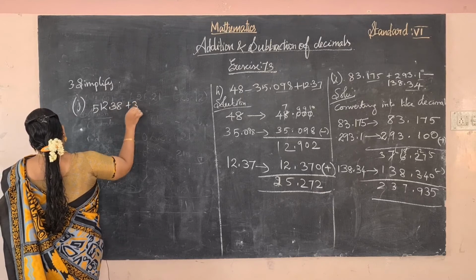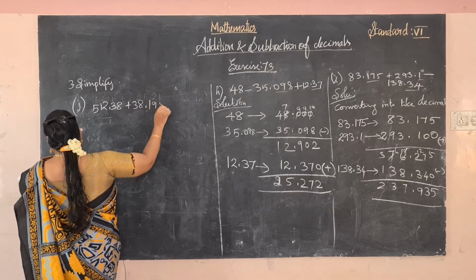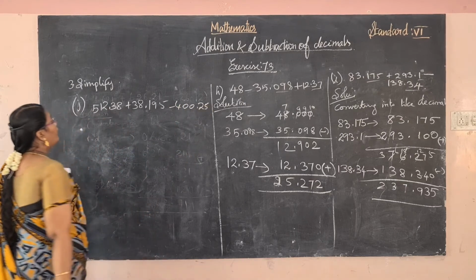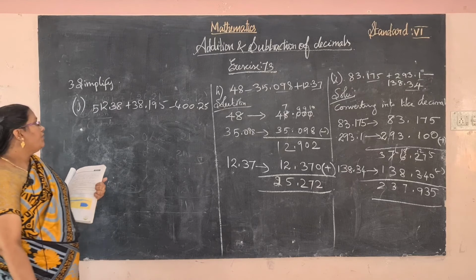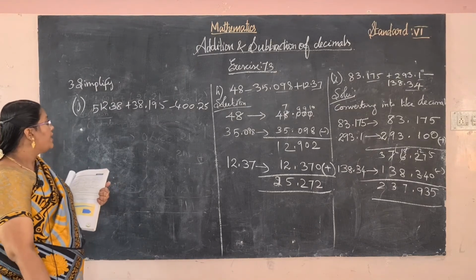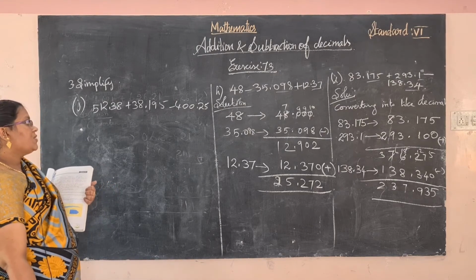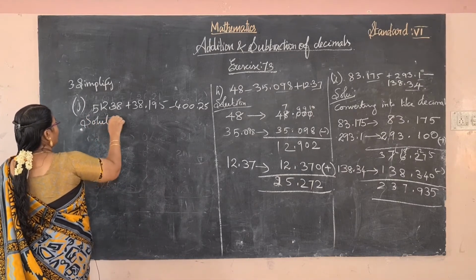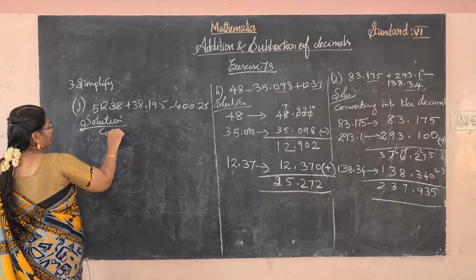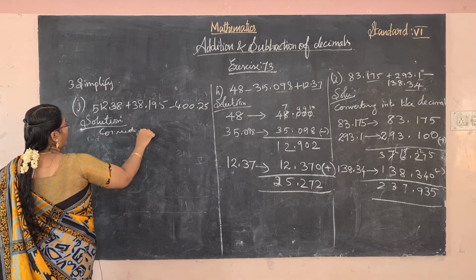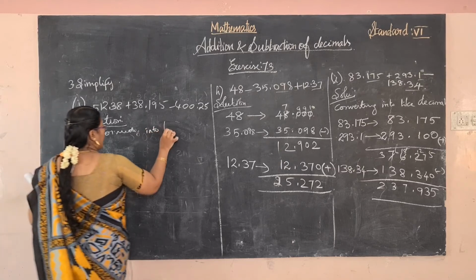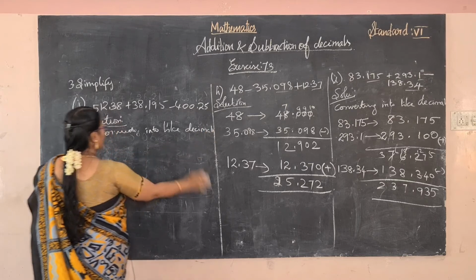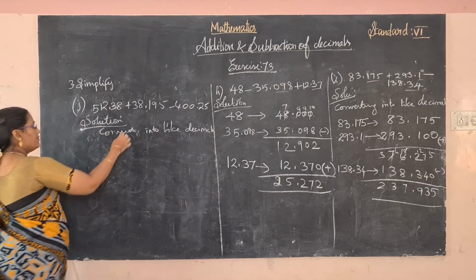512.38 plus 38.195 minus 400.25. So first we check whether the given decimals are like decimals or unlike decimals. Unlike decimals are given, so we have to find the like decimals. So converting into like decimals.